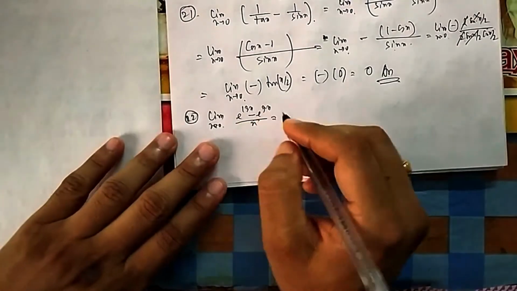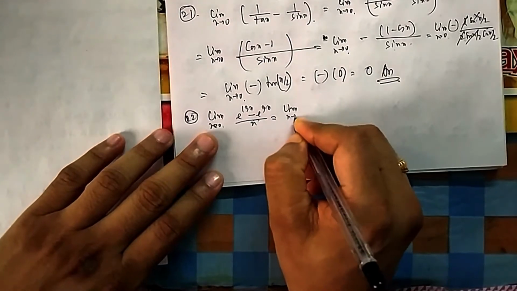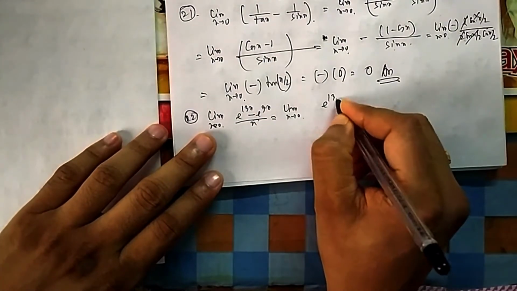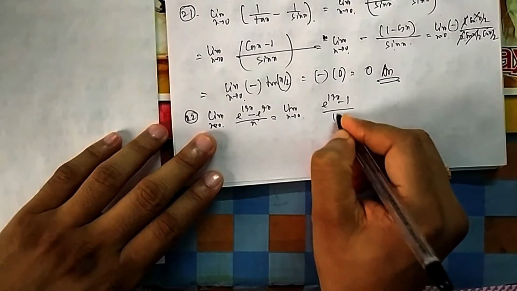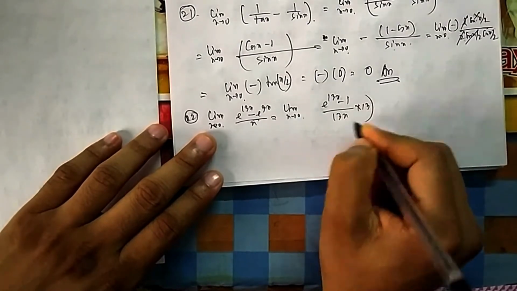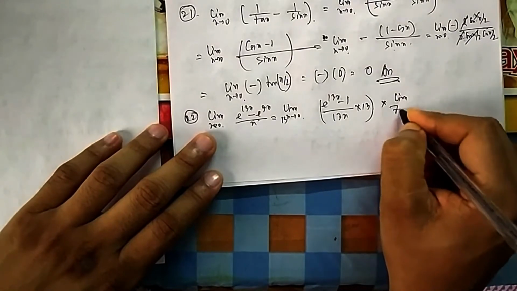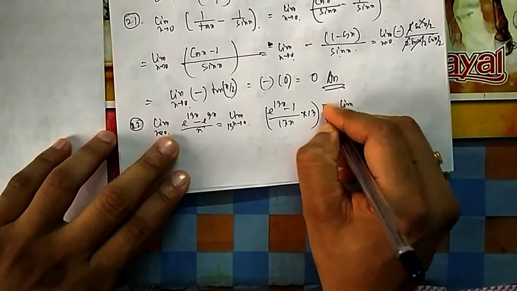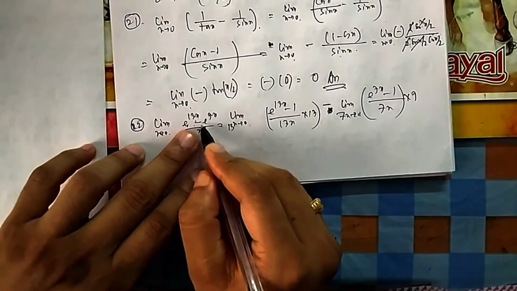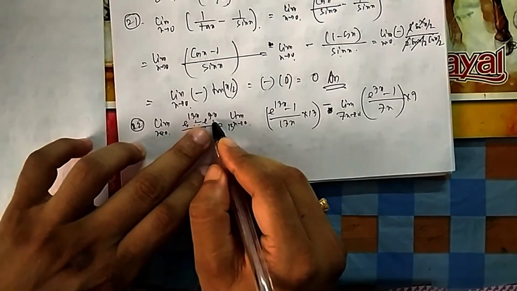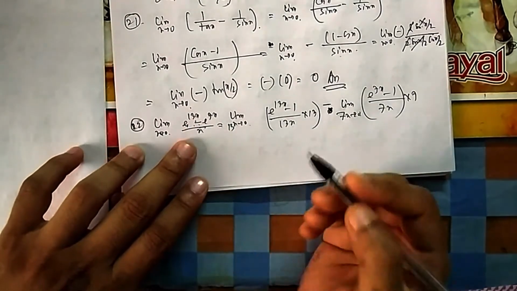Again, you have seen that for e to the power x we need one extra 1. So I am writing it directly now: e to the power 13x minus 1 divided by 13x, multiplied by 13, and this is as 13x tends to 0. And again, limit as 7x tends to 0, this will be minus e to the power 7x minus 1 divided by 7x times 7. So that minus gets cancelled.